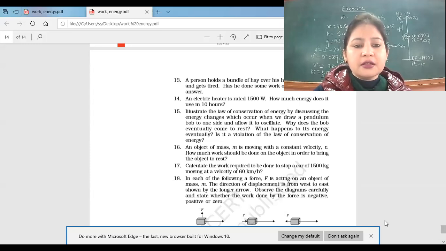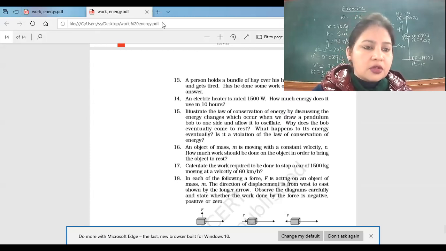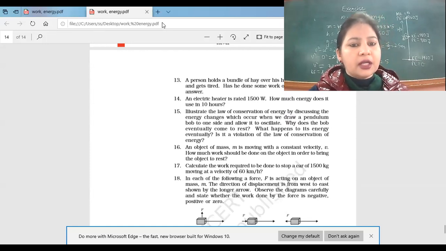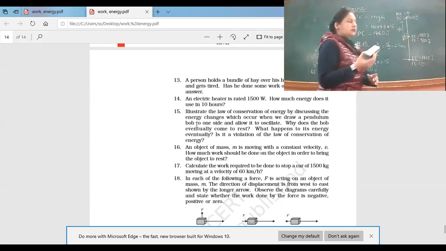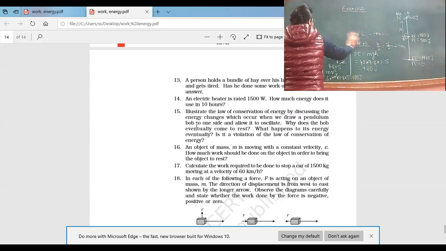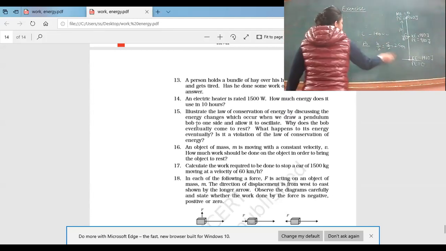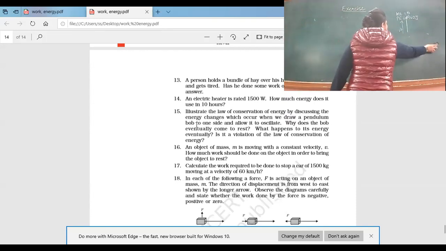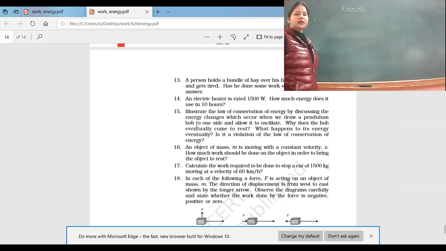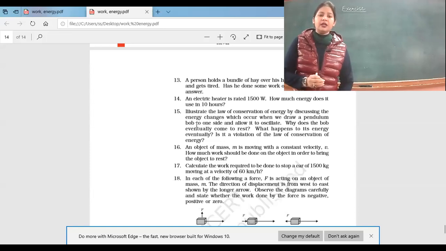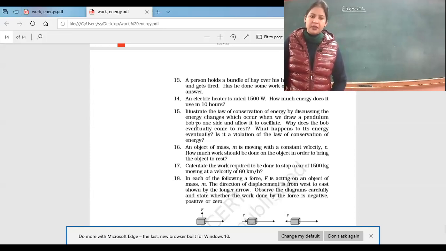How much energy does it use in 10 hours? So we have to find the energy used by it in 10 hours. Time is given, power is given. Using the formula power equals energy upon time, we can find the energy. Let's find that energy in kilowatt hour. Kilowatt hour, you know, is the unit in which we calculate the electricity bill of our house. You multiply the units consumed with the cost of one unit, that will give you the electricity bill.